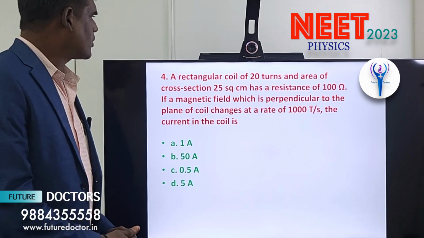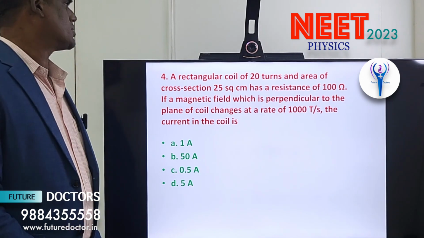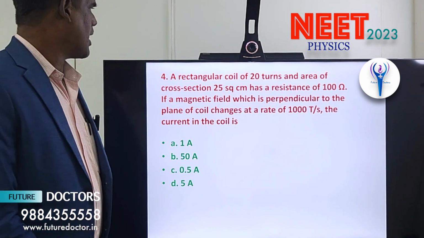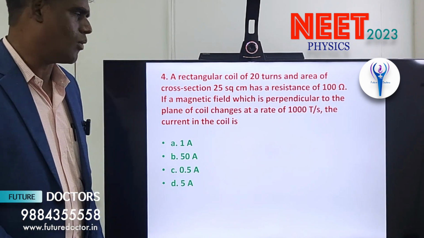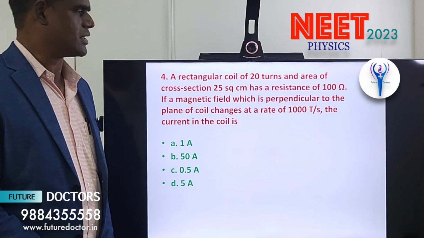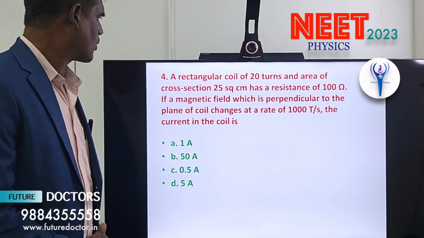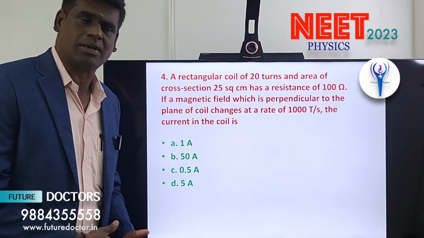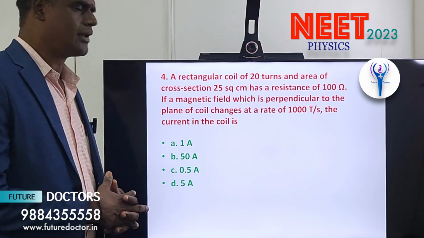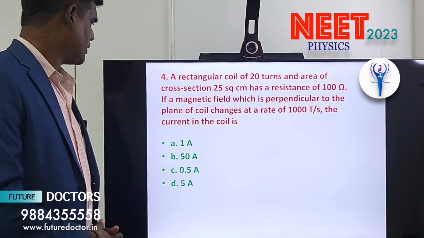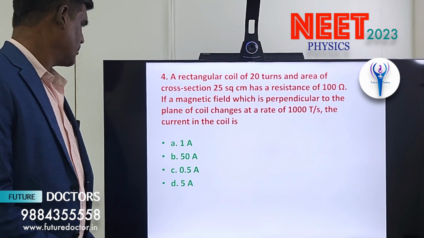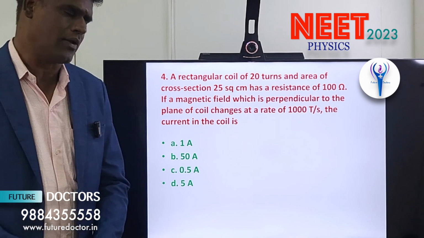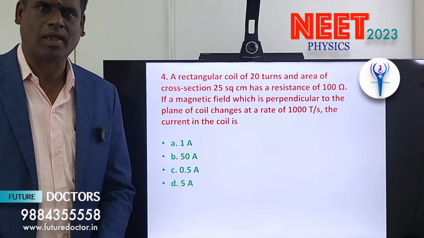Fourth question. A rectangular coil of 20 turns and area of cross section 25 square centimeter has a resistance of 100 ohm. If a magnetic field which is perpendicular to the plane of the coil changes at a rate of 1000 Tesla per second, then the current in the coil is dash. A option 1 ampere. B option 50 ampere. C option 0.5 ampere. Last option 5 ampere.